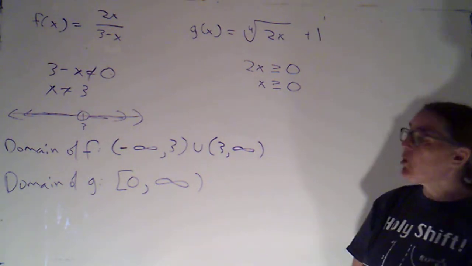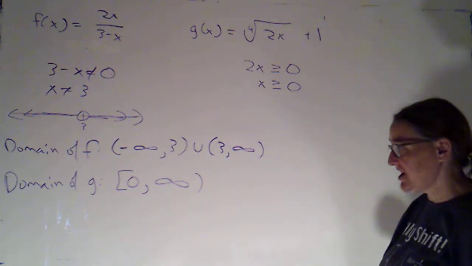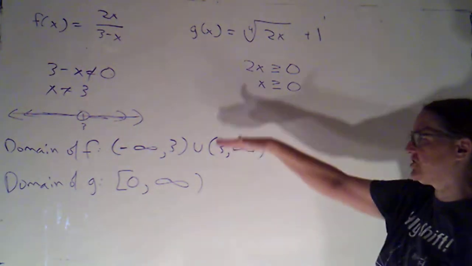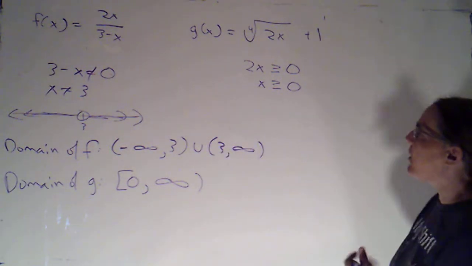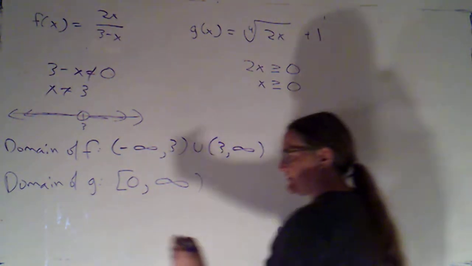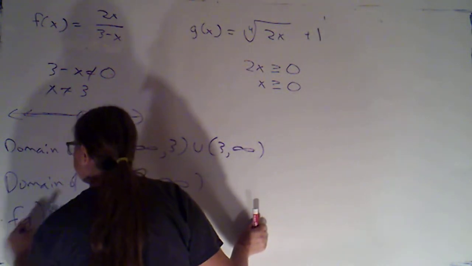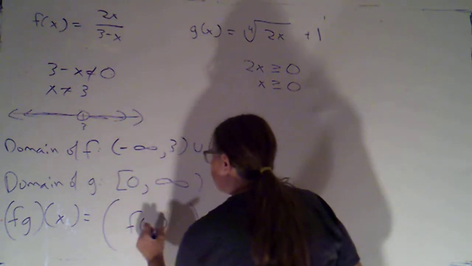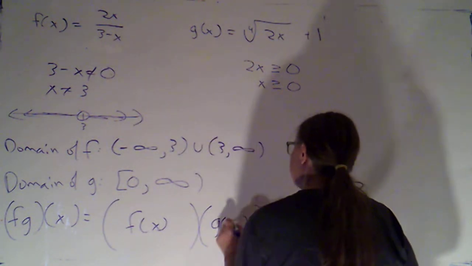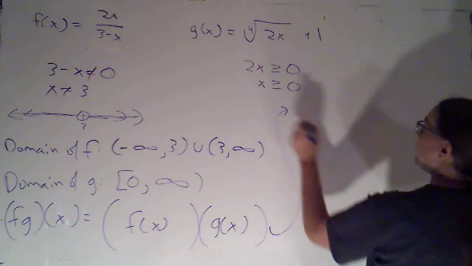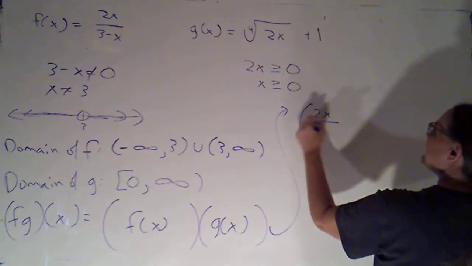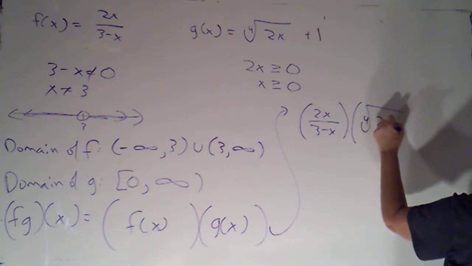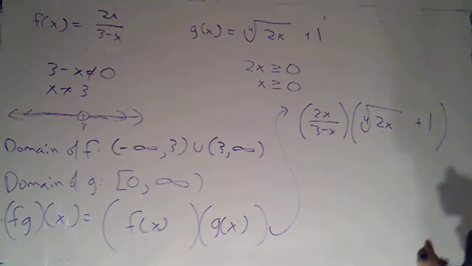Now we're going to find the domain of f times g, and since multiplication doesn't add any restrictions, that's just the intersection of these two. I did ask you to go ahead and find me a formula for f times g, though. So let's do that first. fg of x would just be f of x times g of x. That's going to be 2x over 3 minus x times the fourth root of 2x plus 1.